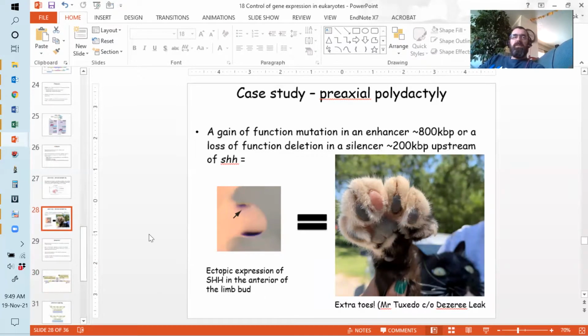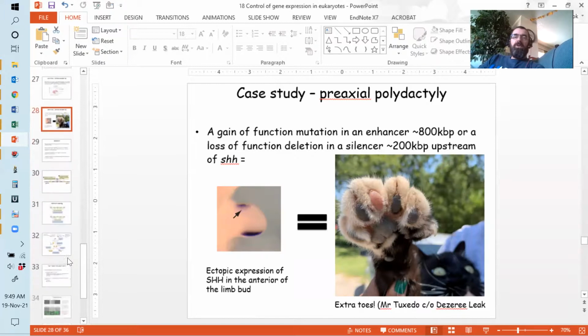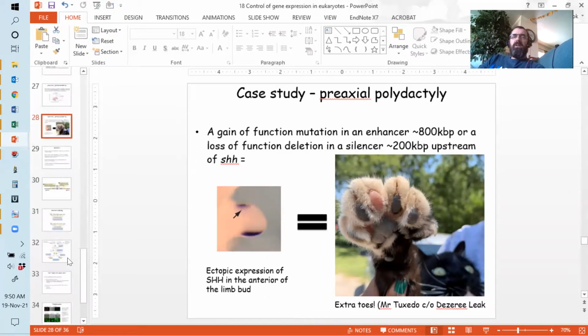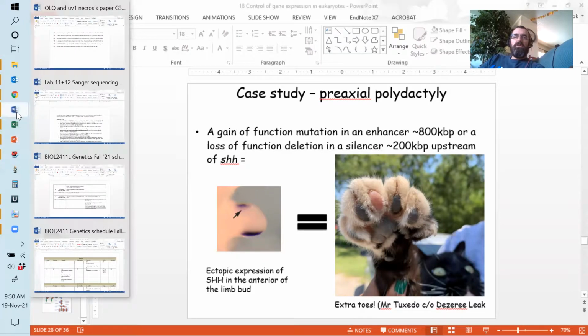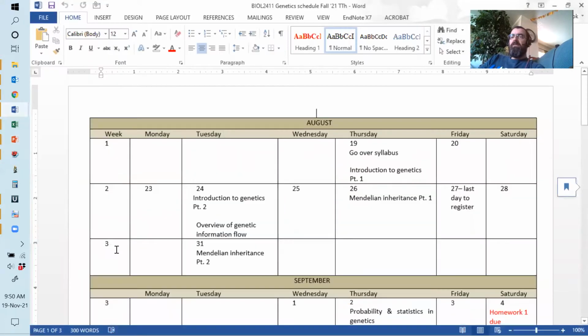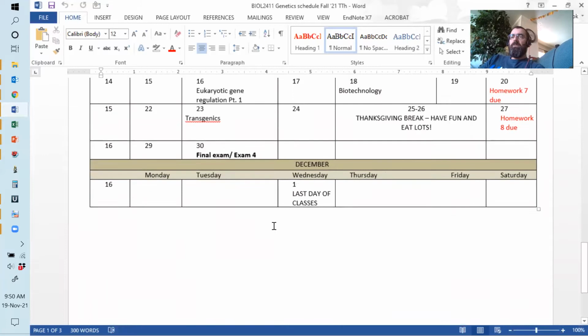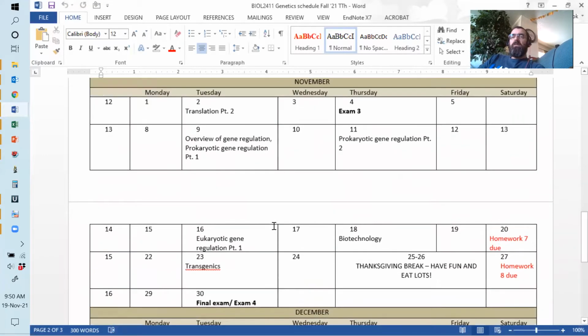Anyway, I think that's more than enough for today. We've still got some to cover. We'll definitely finish this on Monday, and Wednesday, Monday, Wednesday, Friday, we should have time to talk about some transgenics stuff.